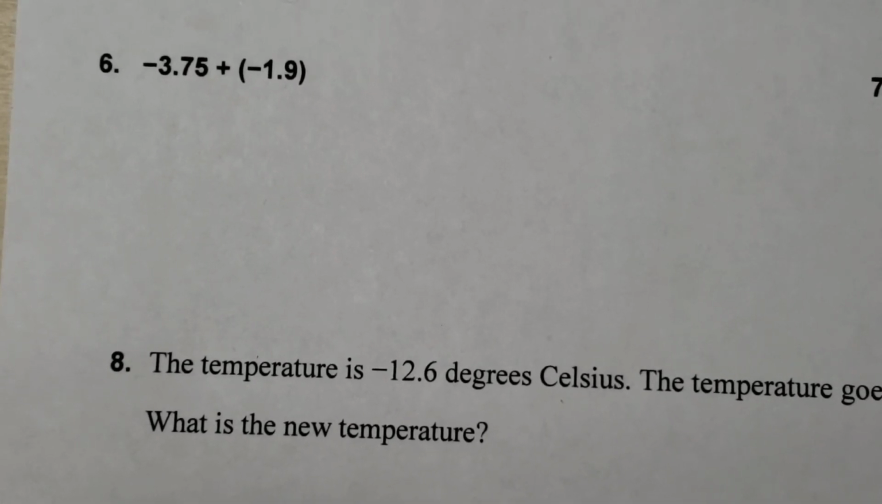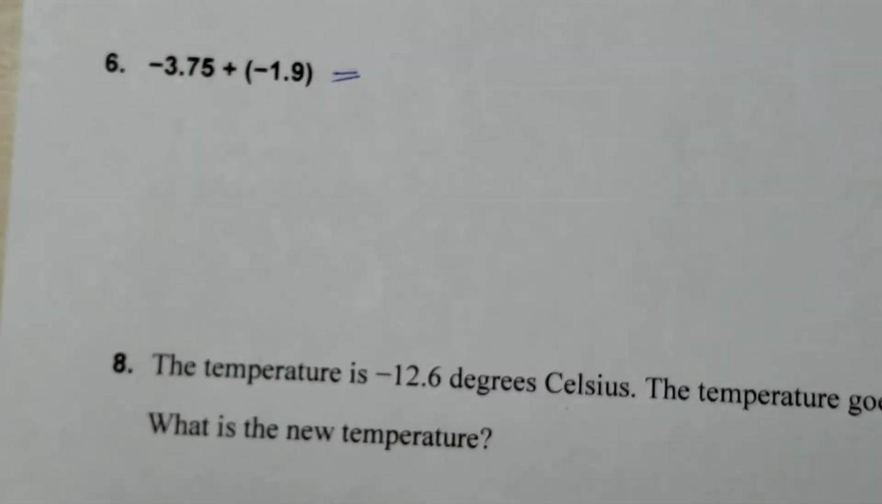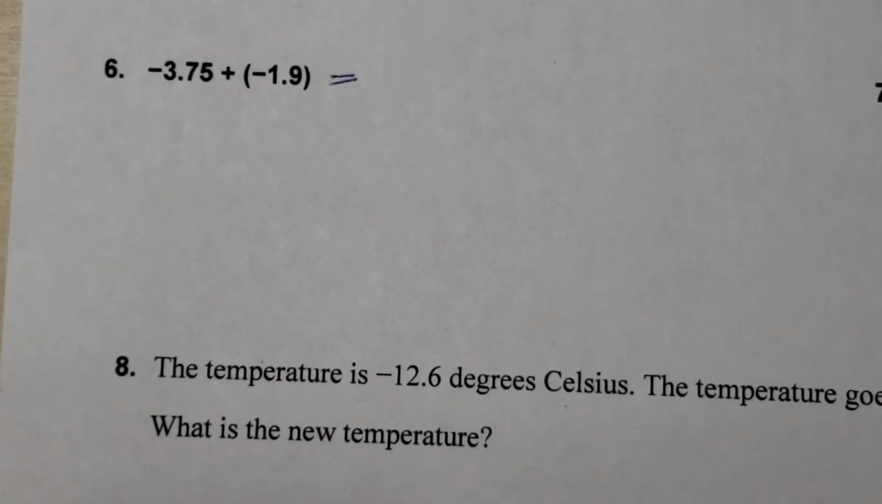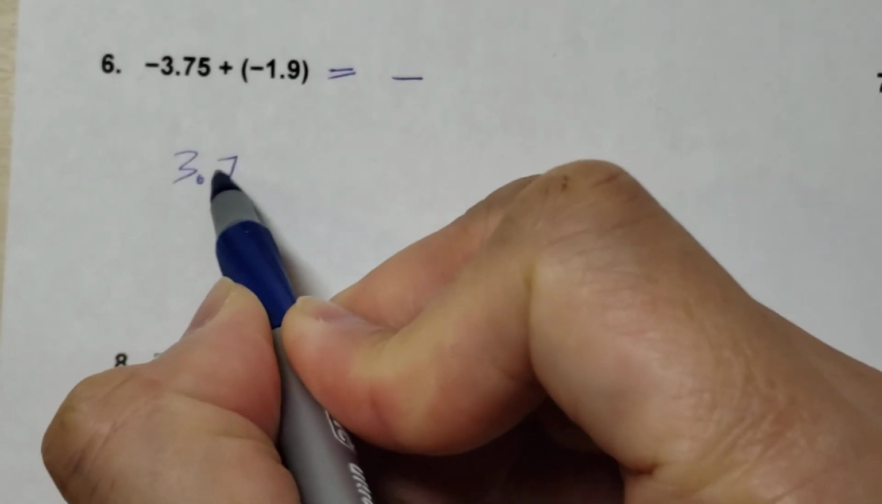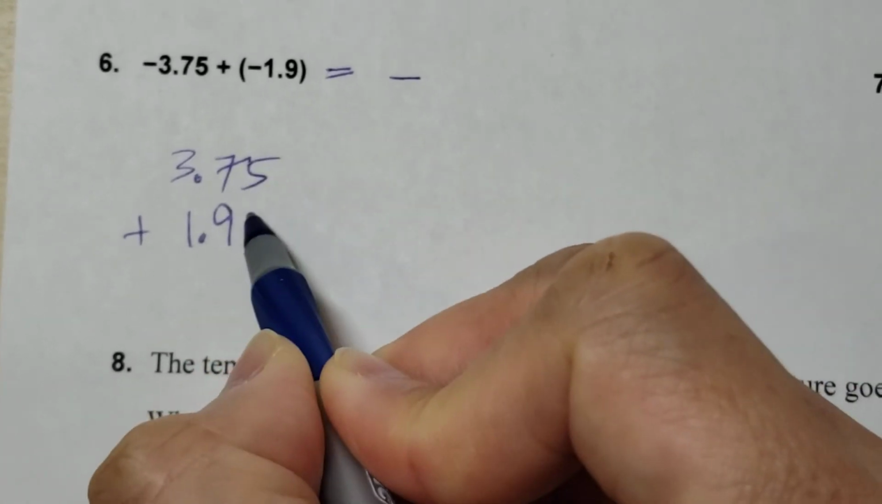If not, just continue playing the video. The signs are the same. That means we add the magnitudes and use the same sign, or the sign stays the same, which is a negative. So add them up: 3.75 plus 1.9, then a placeholder 0.